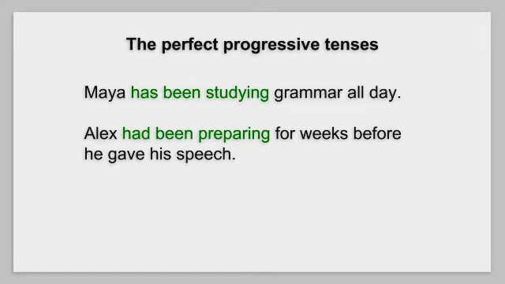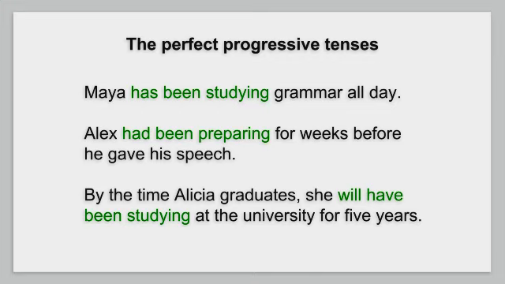gave the speech. The future perfect progressive shows an action in the future will continue up to another action in the future. By the time Alicia graduates, she will have been studying at the university for 5 years. Both actions are in the future. She will continue studying up until her graduation. This verb tense is also not very common.